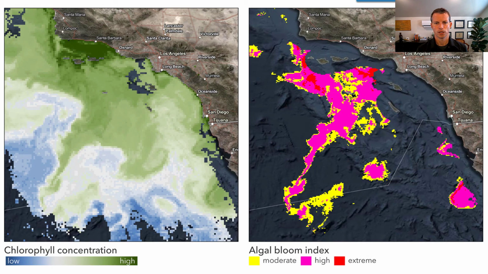So here we can see the chlorophyll concentration image on the left-hand side. That comes from the VIIRS platform. And then on the right side, we can see the algal bloom index for this particular day. So this is April 8th, the same day we were looking at, and what these values look like once they are classified to the associated percentiles.